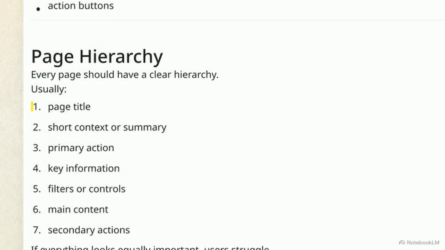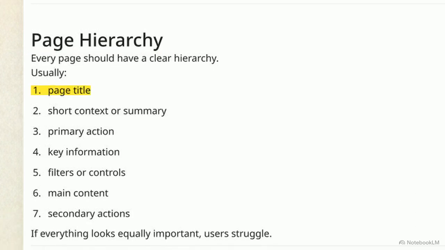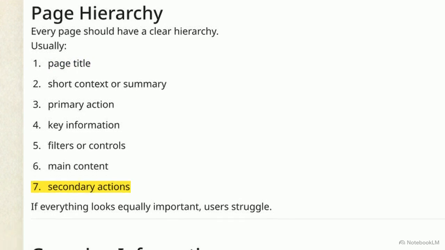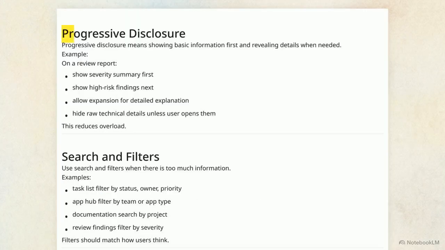A page should flow naturally from the title and a short summary, down through the primary action buttons, key information, and finally the secondary actions. And when dealing with massive data reports, this page advises using progressive disclosure. You show the high-level severity summary first and keep the raw technical details hidden until the user explicitly clicks to expand them.